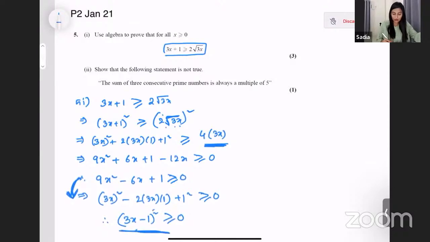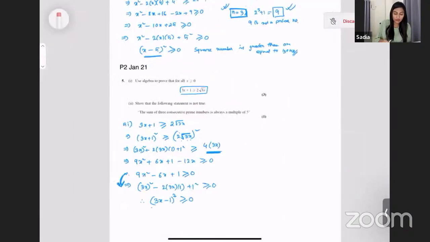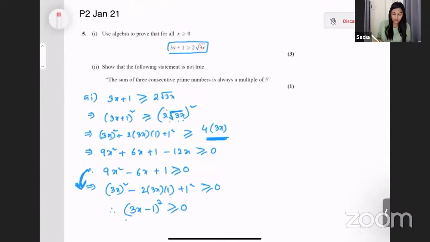Since this is a square, whatever the value of x is, it will be equal to 0 or greater than 0, because we have a square. Even if we get anything negative inside the bracket, it's going to be converted into a positive value because we have a square over here. So you can just write the same statement here: a square number is always greater than or equal to 0. So that's 5.1.